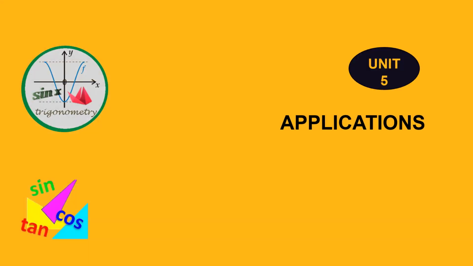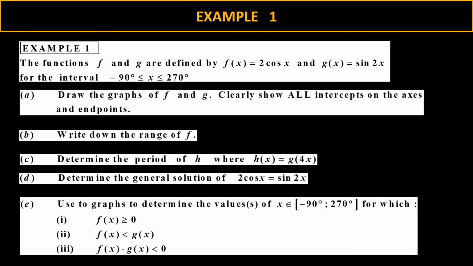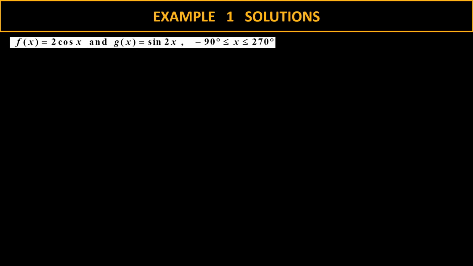I'm going to show you how you can apply what we've just done in the previous sections. Let's look at the first example. We've got two functions f and g, and they're defined by f(x) equal to 2 cos x and g(x) equal to sine of 2x. And we've got a domain between negative 90 and 270. First of all, we want to draw the graphs, and for the drawing, you're going to use your calculator. Then we want the range and the period and the general solution, and then we've got some interpretations that we have there. So let's look at the first one.